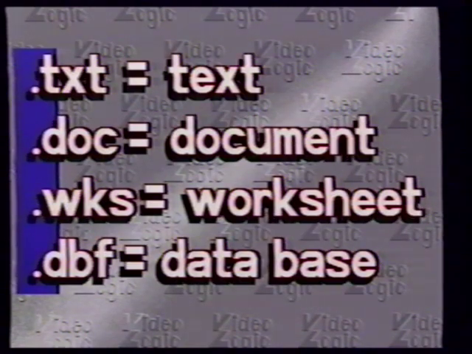File last names, or extensions, usually tell what kind of data the file contains. Like the last name TXT is usually for text files, DOC is for document files, WKS is for worksheet files, and DBF is for database files. These last names are automatically given to your file names by the different kinds of software that you use.